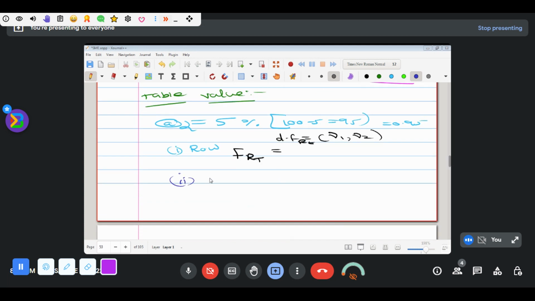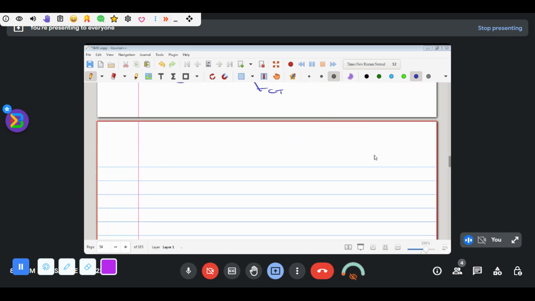Same idea for the column part. F column table equal to the corresponding degrees of freedom, the column table value equal to comma 3, comma 2. So these are the table values, both of them. Then you write the conclusion separately. What is the conclusion?